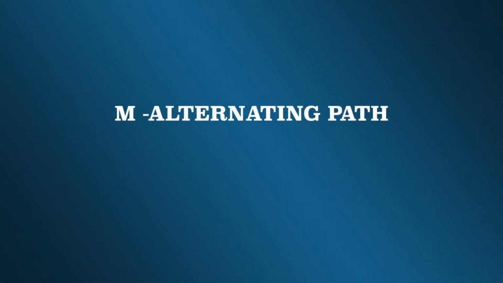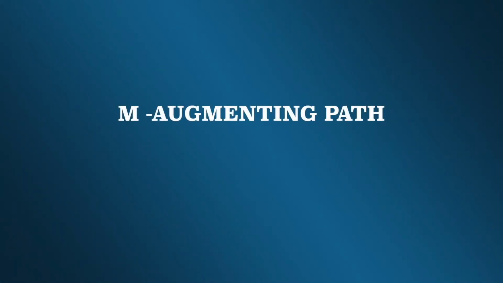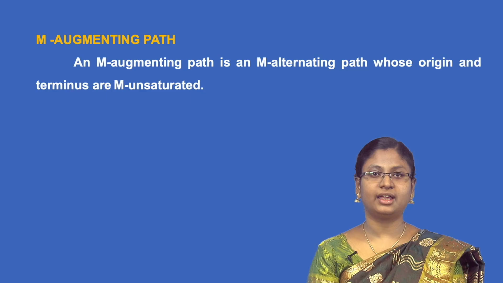Now, we are going to see the definition of an M alternating path in a graph. The definition goes like this: let M be a matching in G. An M alternating path in G is a path whose edges are alternately in E minus M and in M. Next, we shall recall the definition of an M augmenting path in a graph. An M augmenting path is an M alternating path whose origin and terminus are M unsaturated.